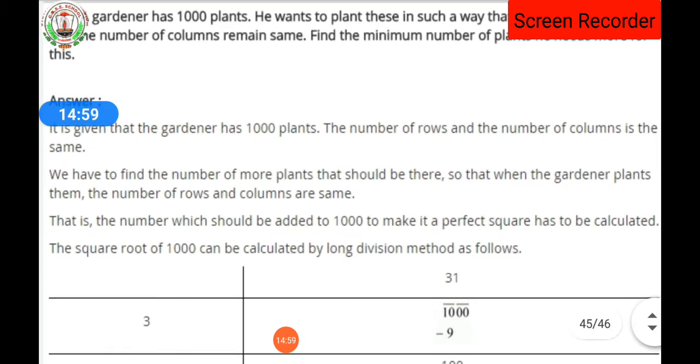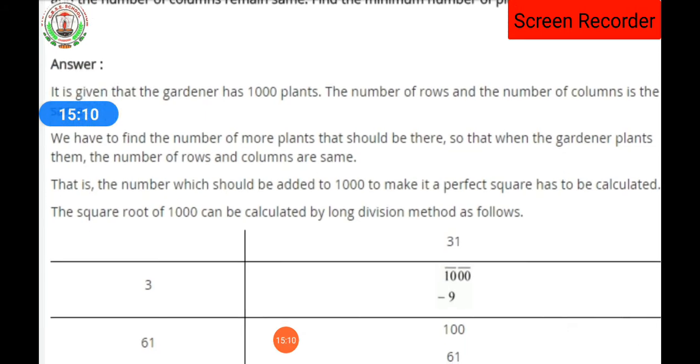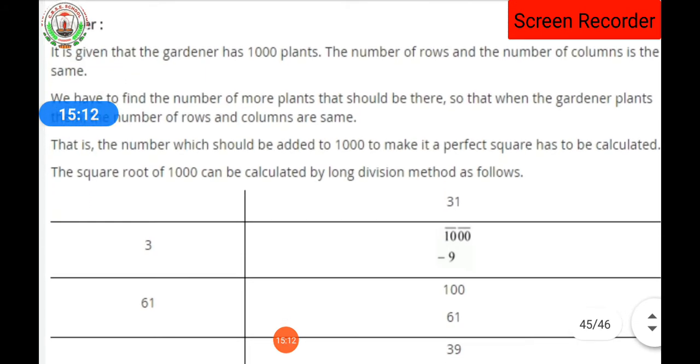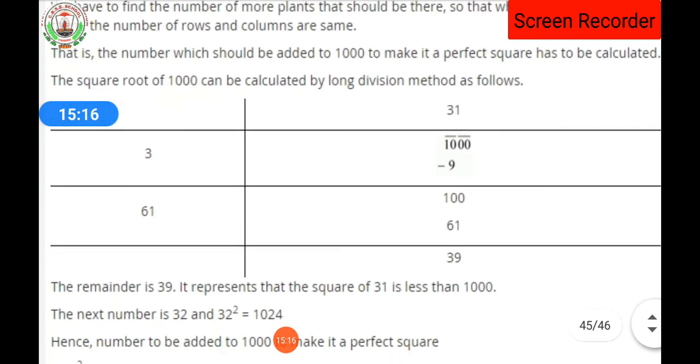So first what we are going to do, we have to find the number of more plants that should be there, so that when the gardener plants them, the number of rows and columns should be same. So for that, using the long division method, we have to check whether 1000 is a perfect square or not.